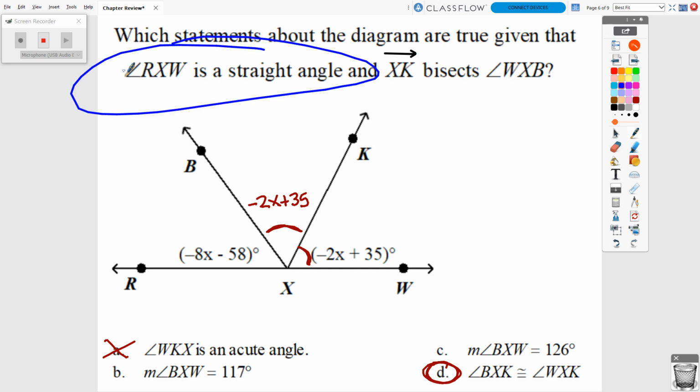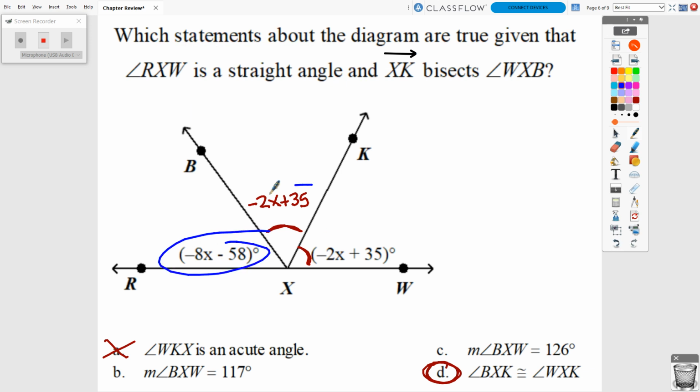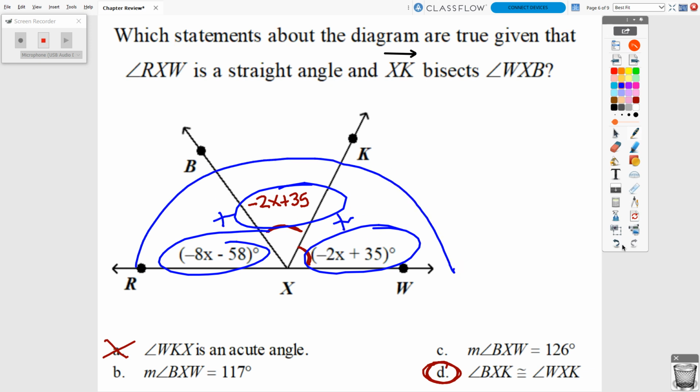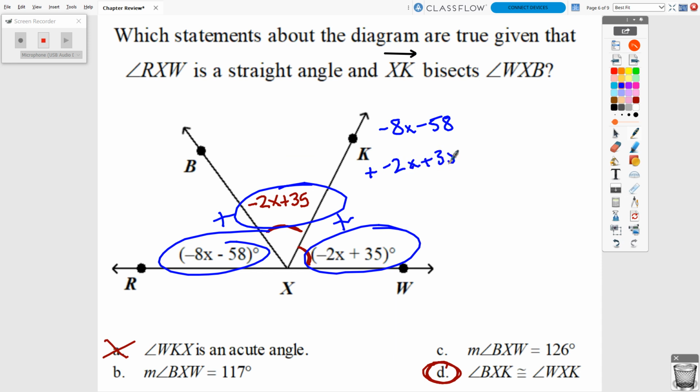And remember, we were told that there was a straight angle in this problem, and how many degrees represent a straight angle is 180 degrees. So if we add together these three angles, which make up this entire straight angle, then negative 8x minus 58 plus negative 2x plus 35 plus another negative 2x plus 35 all together should give us 180 degrees.